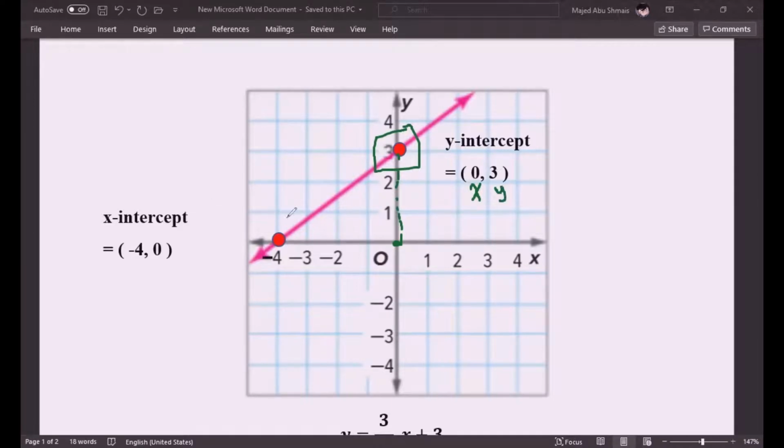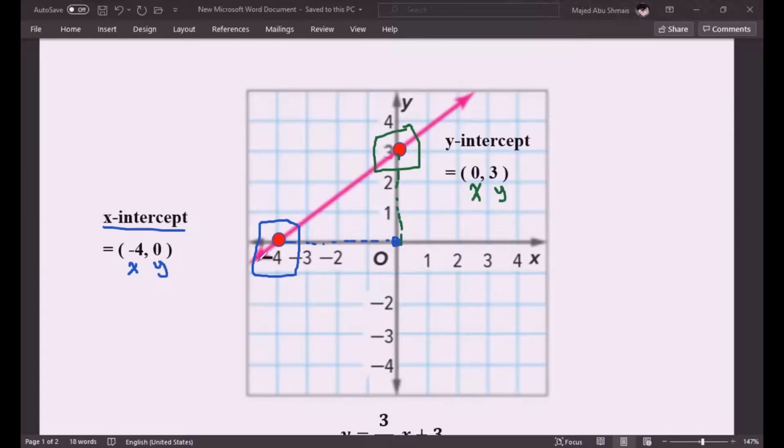What about this point here, the one in blue? This point, -4, is obviously the x-intercept, because this is the x-axis, and the line passes through the x-axis at this point. What is the coordinate of this point here? It's -4 on the x-axis, and 0. The projection of this point on the y-axis is at the origin again, so the y coordinate for this point is 0.